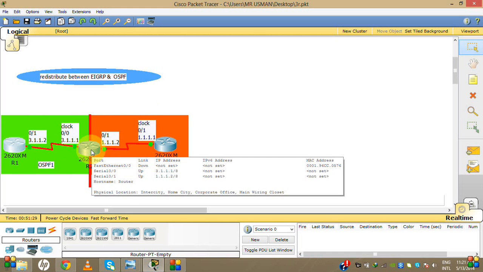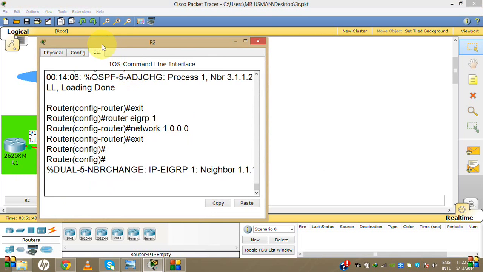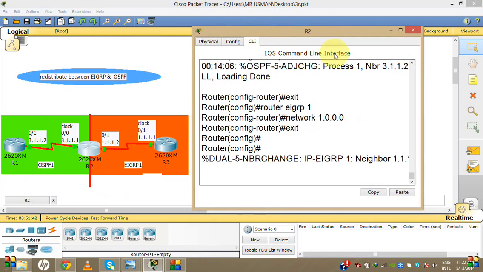So I will perform redistribution between these protocols. In this way these two interfaces will communicate with each other. Okay, now I'm going to perform redistribution over router 2.